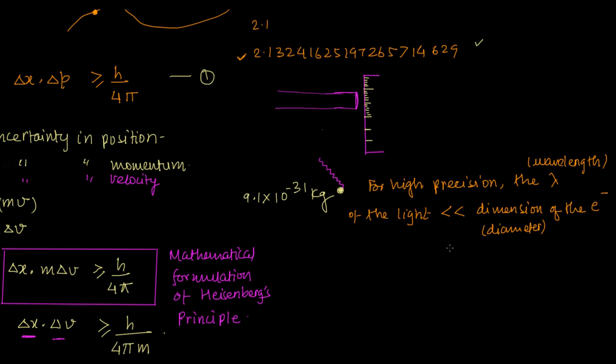Now, a small wavelength. If the wavelength is very, very small, let us go to de Broglie's relation. It says that p is equal to h upon lambda. Now, if lambda is very, very small, the momentum of the light particle that you are impinging on it becomes very, very high. The momentum becomes very high.